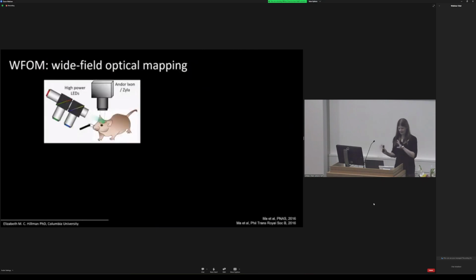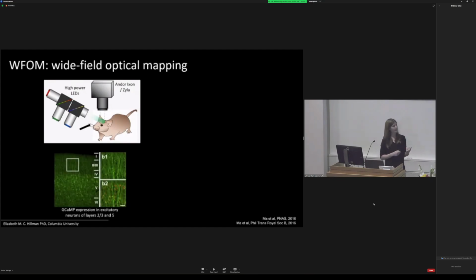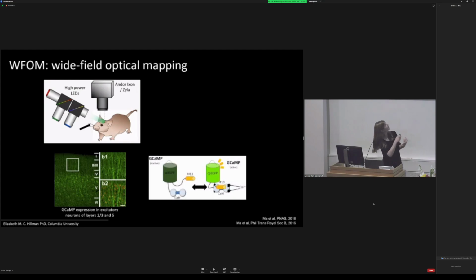So this is not microscopy, but this is another technique that I dearly love that we call wide field optical mapping. And so what you can do is you can take a mouse and open its brain and just shine LEDs on its brain, and you get obviously a picture of the surface of its brain. And the vessels that you can see on there are going to be different colors because they have different levels of oxygenation. You can also take that mouse and do a genetic modification.